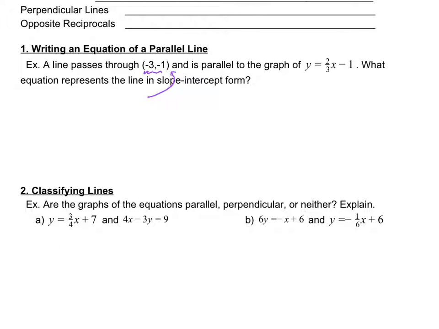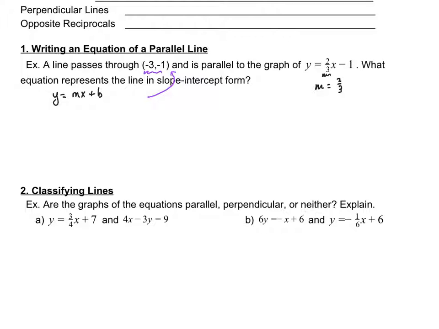And in doing so, we need to have slope-intercept form. We have y equals mx plus b, and we are not given either m or b in this case. So if we want it to be parallel, we've stated that parallel lines have the same slope. So if I come over here to the line that I'm parallel to, the slope of that line is going to be 2/3. So I know then that I'm going to be using the slope of 2/3.